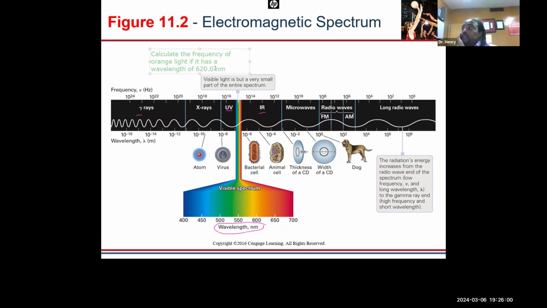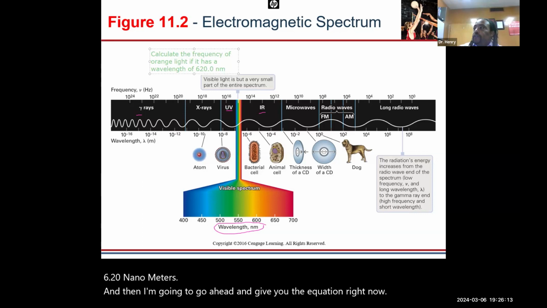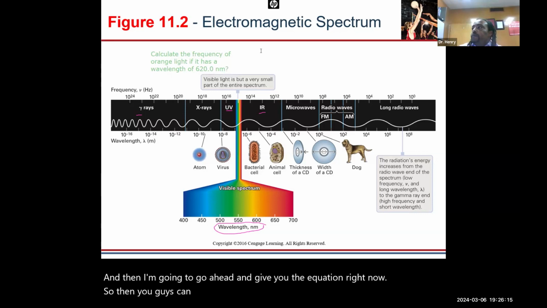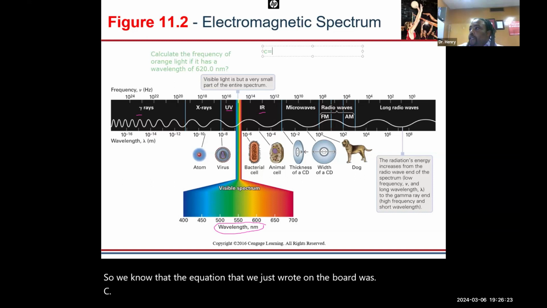Okay, so calculate the frequency of orange light if it has a wavelength of 6.20 nanometers. Okay, and then I'm going to go ahead and give you the equation right now, so then you guys can start working out that problem. So we know that the equation that we just wrote on the board was c is going to be equal to lambda nu.